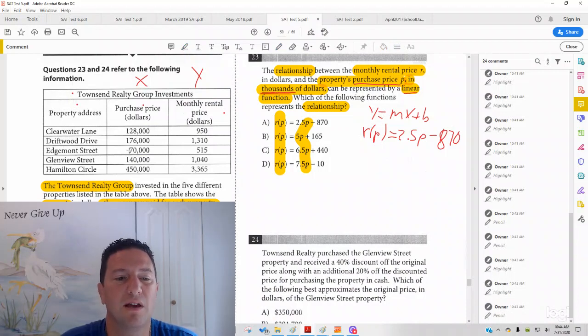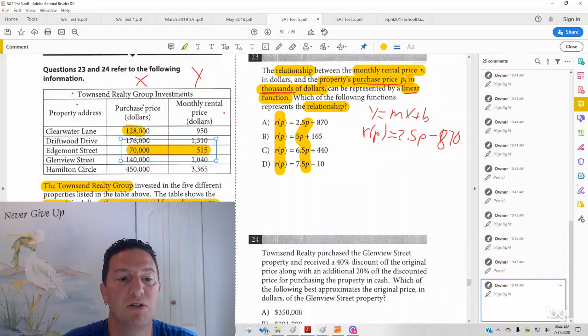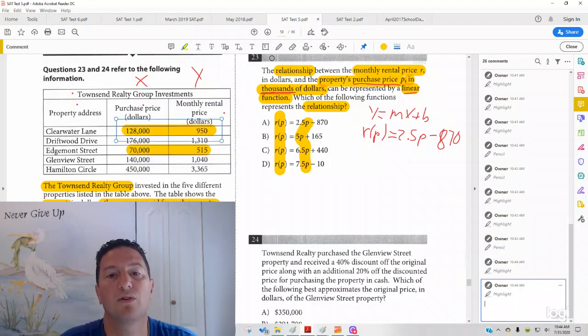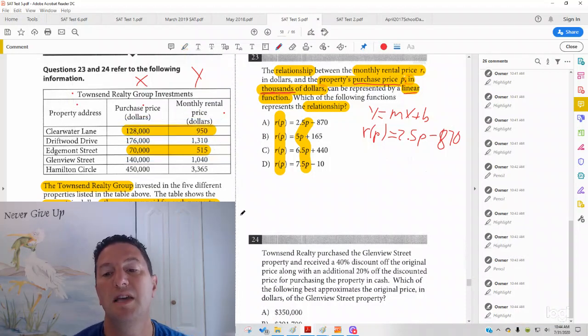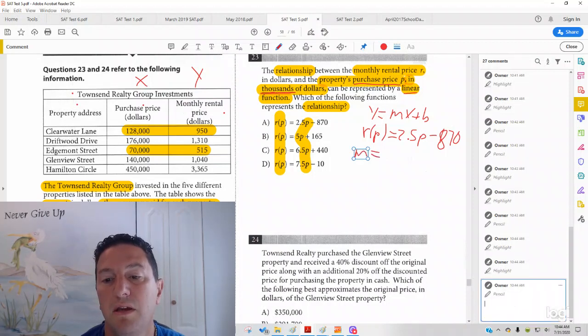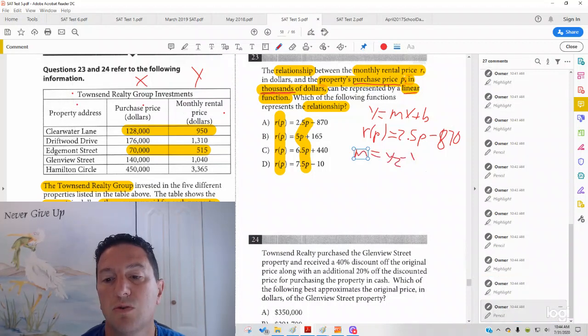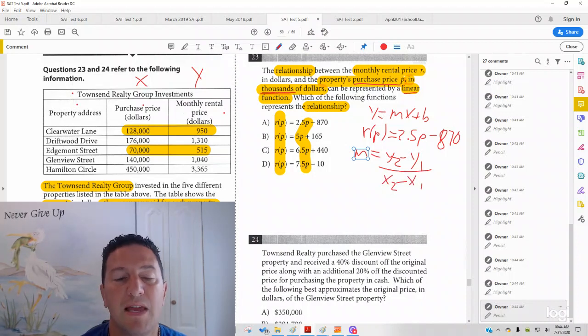And maybe we'll look at some simpler values here. We'll look at some smaller values to find slope. We'll look at these 2. And remember your formula, again, Algebra 1, you might need a refresher on this. Slope equals y2 minus y1 over x2 minus x1.